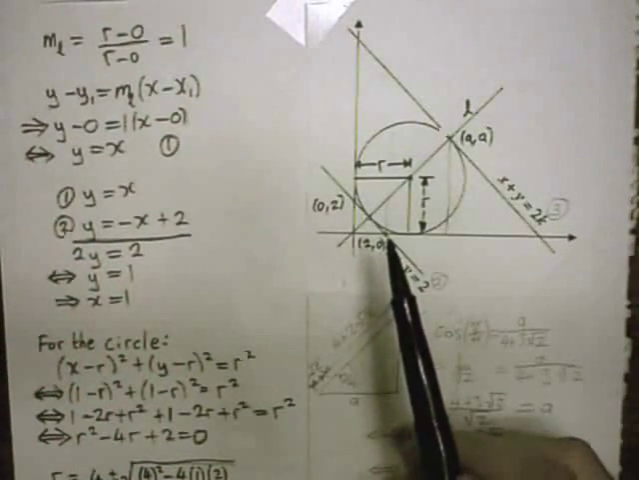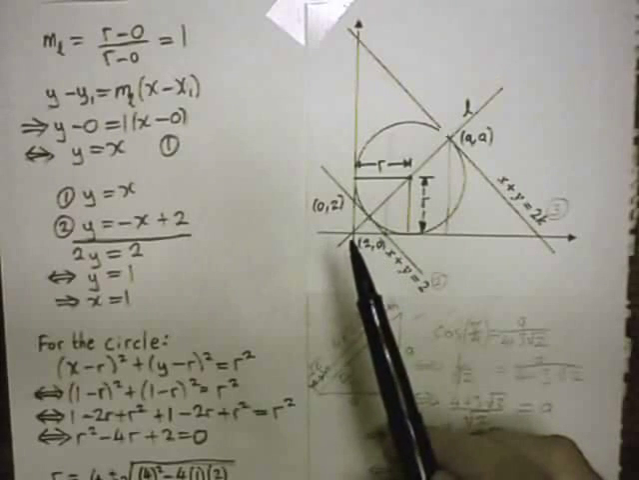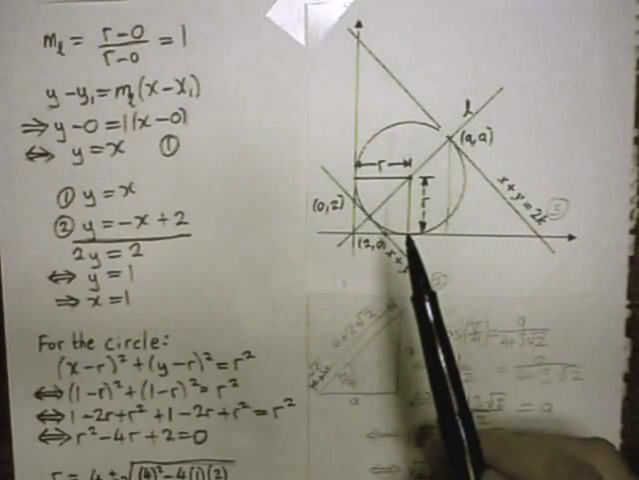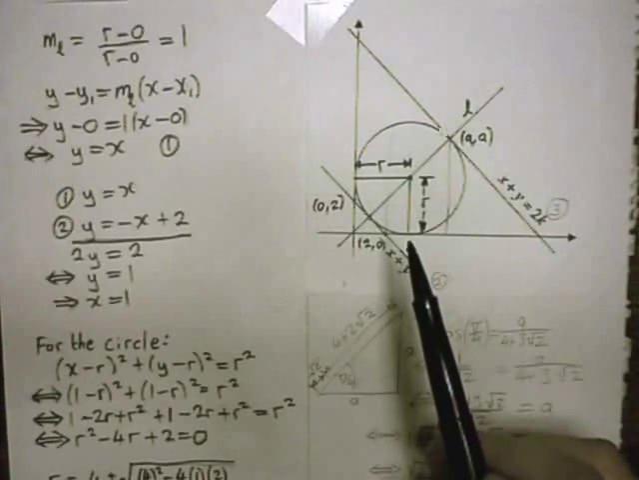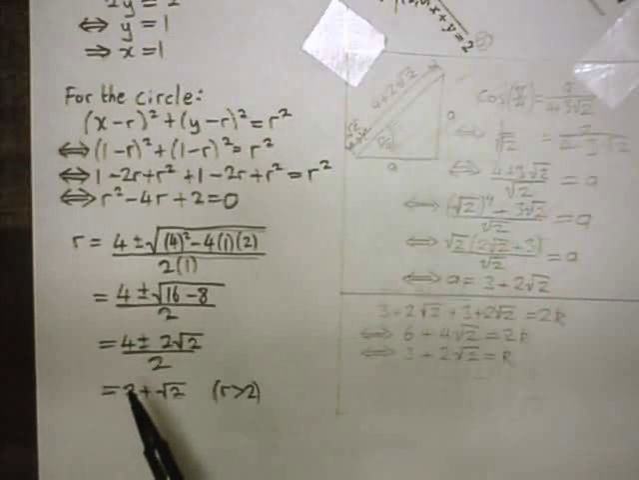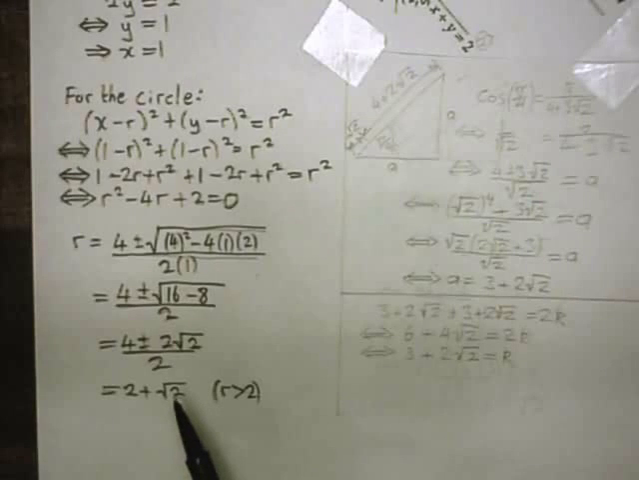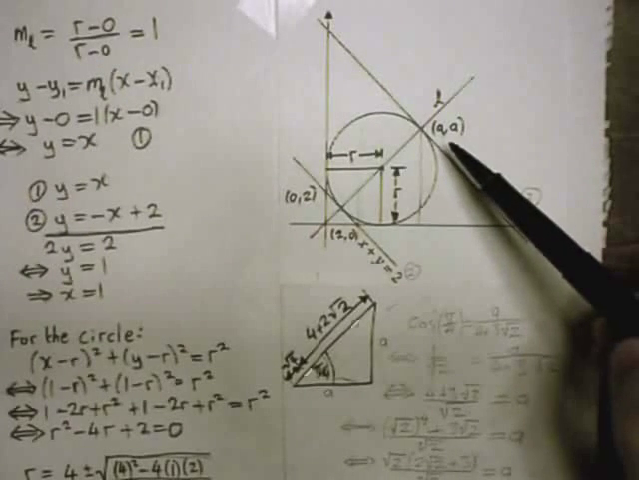But if we take a look at this diagram here, this point here is 2 units away from the y-axis, but r is even further away than that. So I know that r can't possibly be less than 2. So that means I only have one valid solution at the end, and after you tidy it up, you get 2 plus root 2. So now I want to try and find out what this point A, A is.